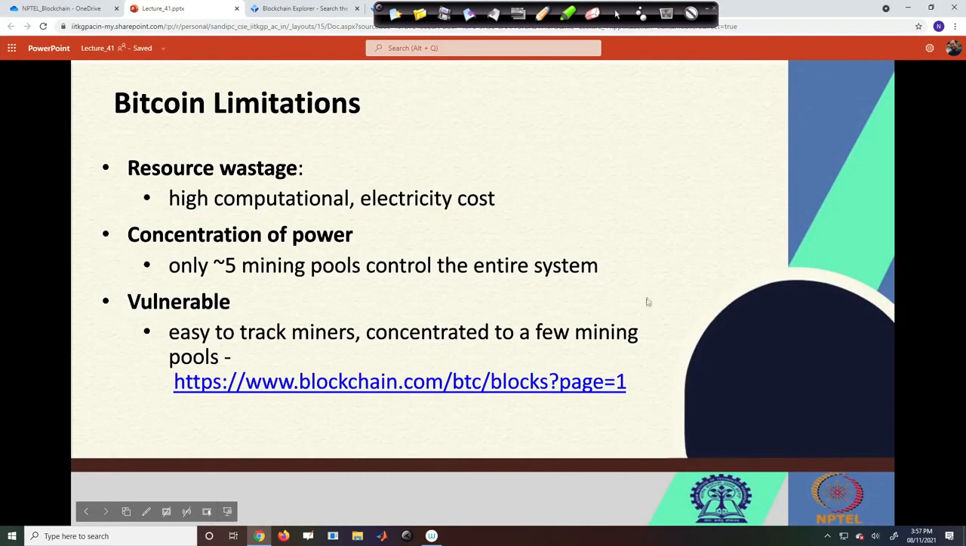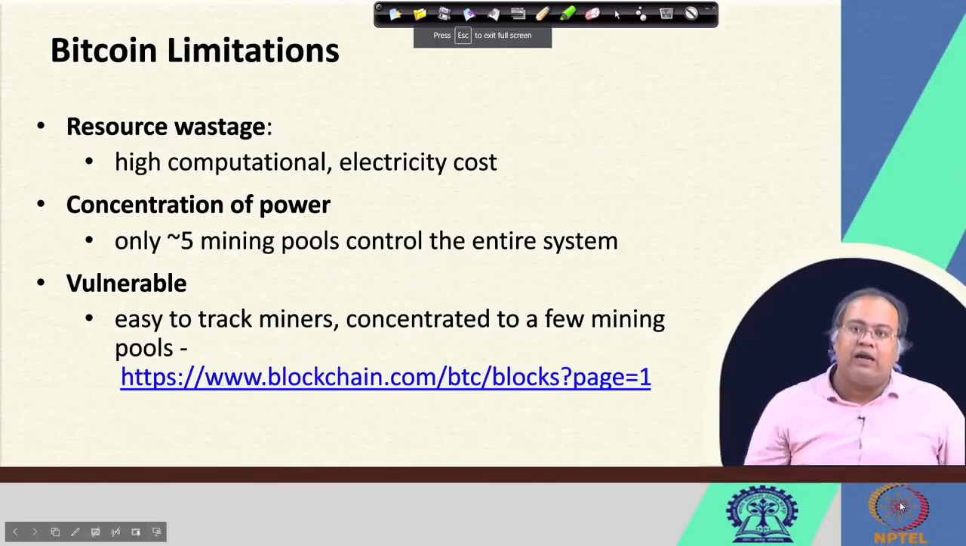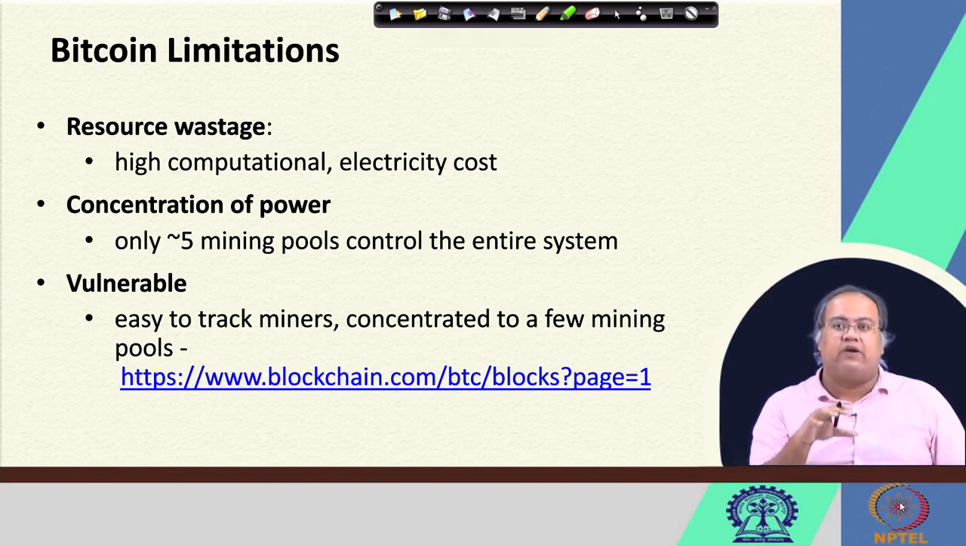Now, if that is the case, then the challenge that we have is that the entire mining power is getting concentrated. And when this mining power is getting concentrated and a few miners are taking hold of the entire system, then the system becomes vulnerable.